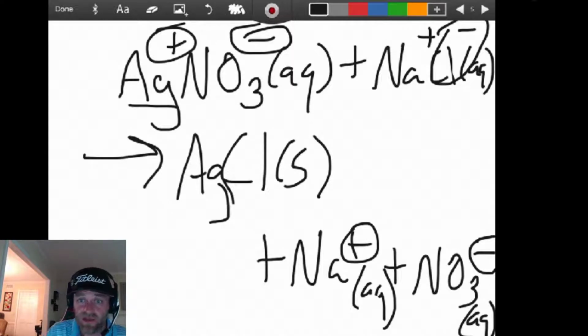Okay? So now this is the standard equation. I didn't have to balance anything because my charges match. So that makes that easy.